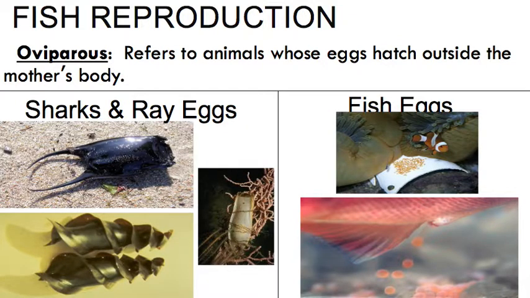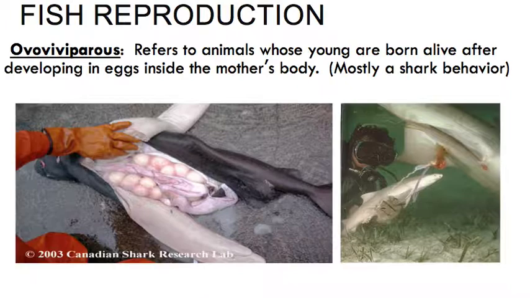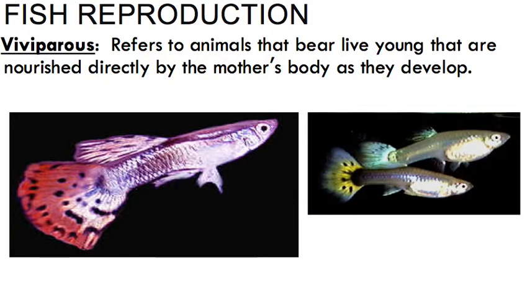Then some different types of birth they give. So there's oviparous, that are animals, not just fish, but we're focused on fish right now, that are going to lay eggs and they're going to hatch outside of the mother's body. Then there's going to be ovoviviparous, which are animals whose young are born alive after they develop in an egg inside the mother's body. So they're in the egg in the body, but they're technically born alive. Then there's going to be viviparous, which are animals that bear live young that are nourished directly by the mother's body as they develop, like humans do.